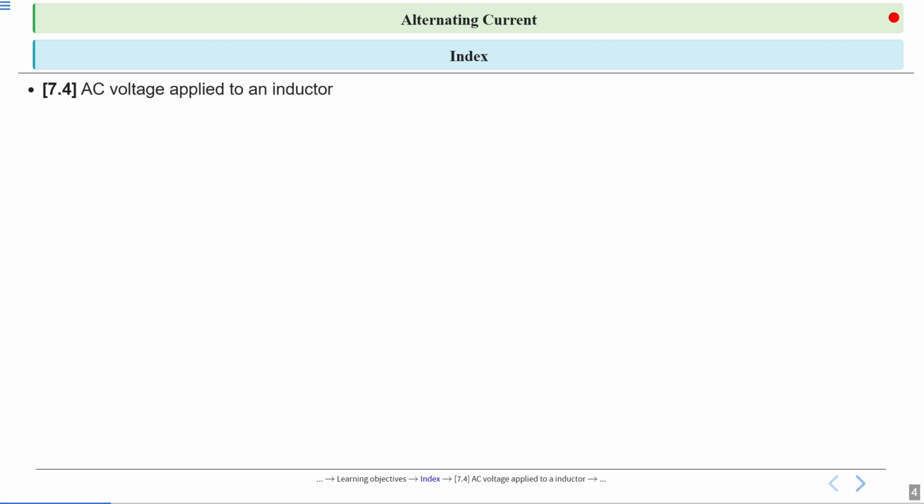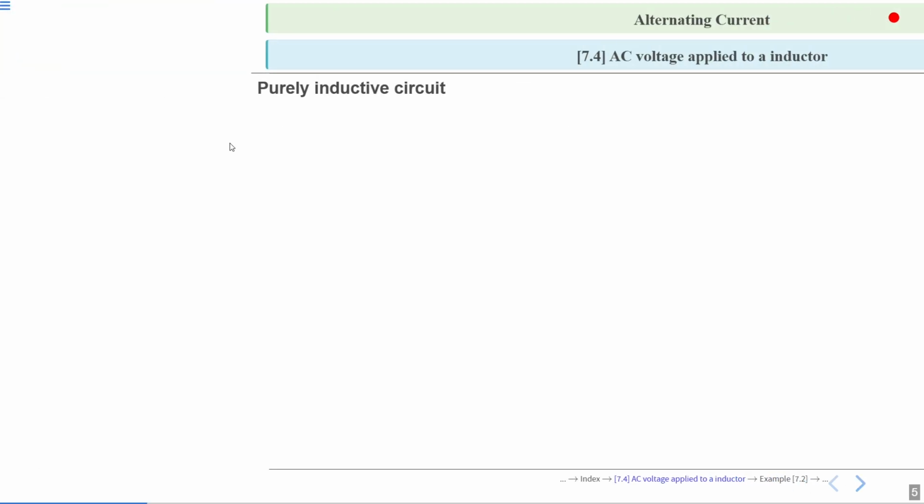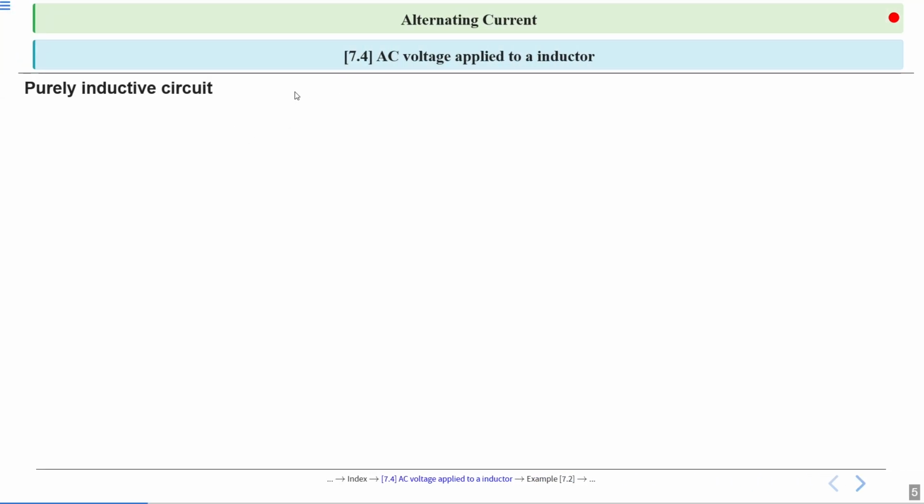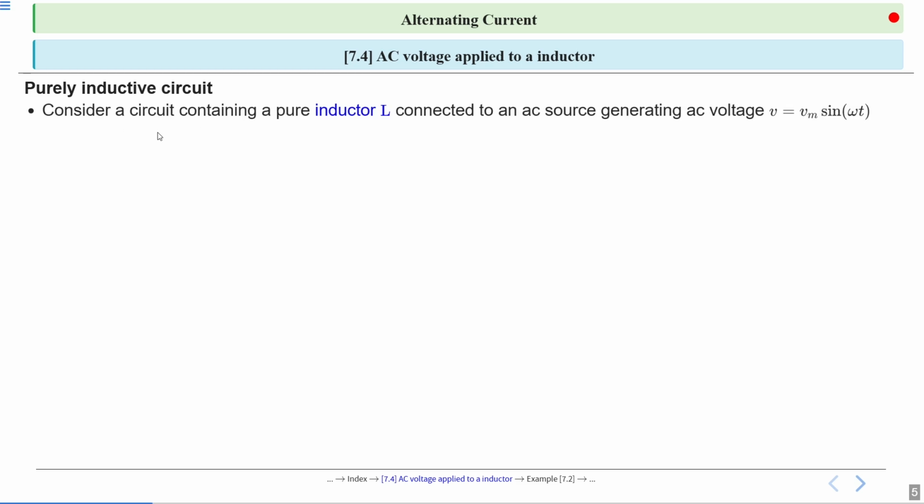Now we will discuss purely inductive circuit. Secondly, example 7.2. So let's begin. So purely inductive circuit. So what is purely inductive circuit?